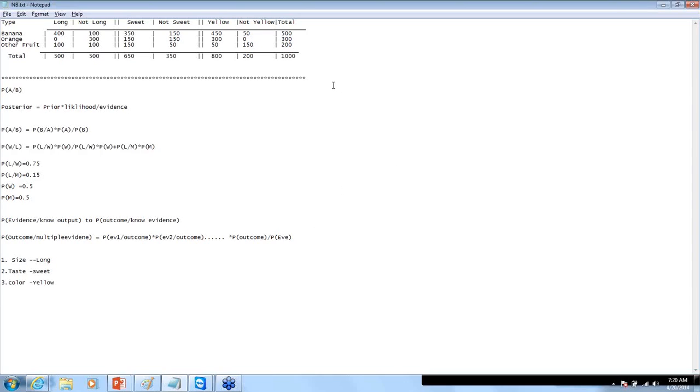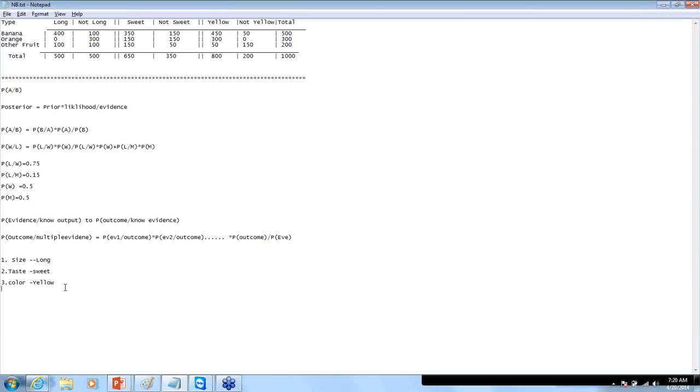We were also given all the details. We have a total of 1000 fruits, which we can see here: 500 bananas, 300 oranges, and 200 other fruits. The distribution is also given with the characteristics: size, long and not long; taste, sweet and not sweet; color, yellow and not yellow. So all the details were given to us.